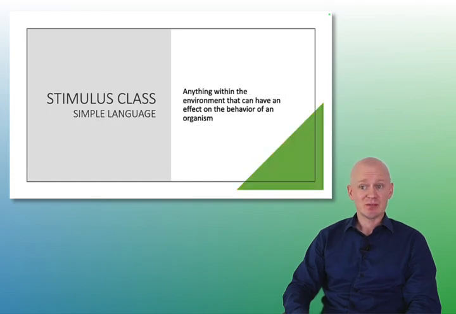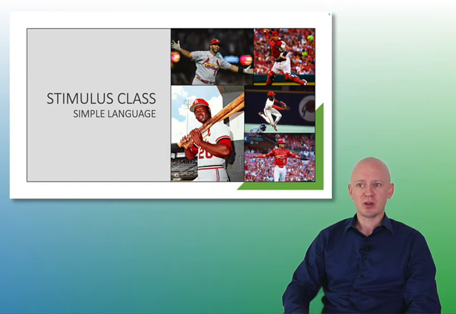A stimulus class, from a simple language perspective, is anything within the environment that can have an effect on the behavior of an organism. So using my previous example, what are these? Baseball players. This is a stimulus class that is held together by certain predetermined aspects of these different things. It might be a hat, a jersey, or a bat, but all of these might occasion the response baseball player. So these are held together in terms of a stimulus class.